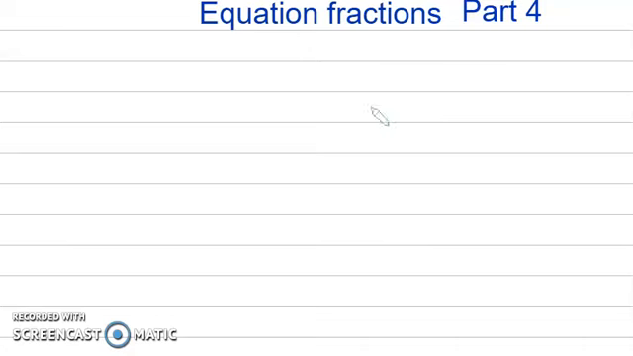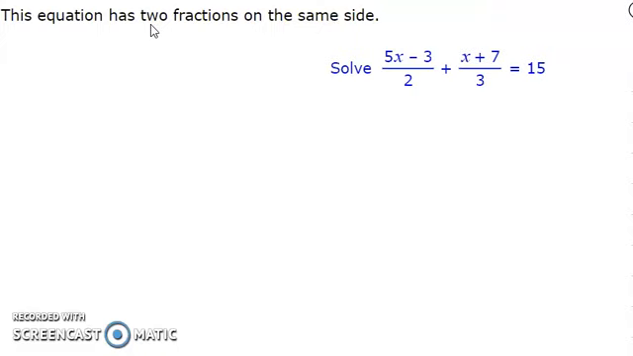In today's video, we are going to look at equations having fractions, and here we will have a look at some different kinds of equations. This equation has two fractions on the same side. You can see this is fraction 1 and this is fraction 2. So how do we solve such equations?